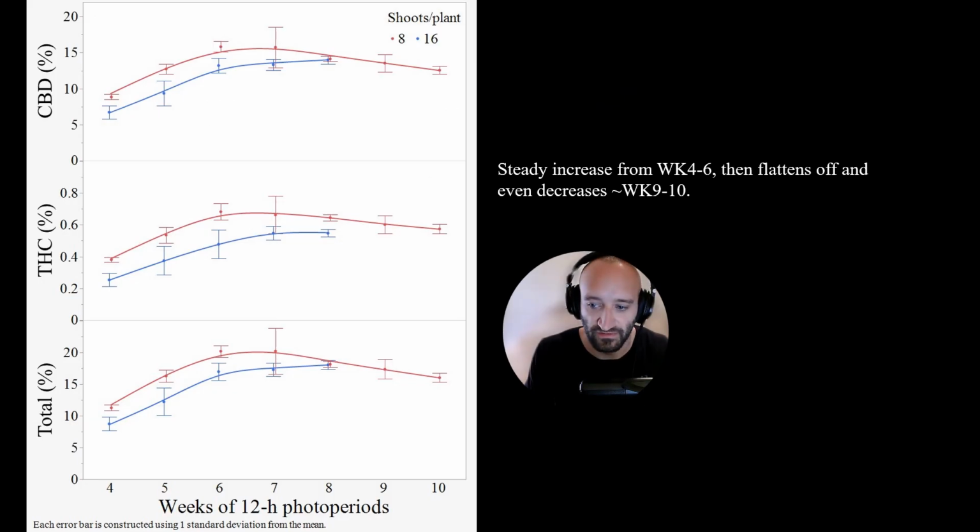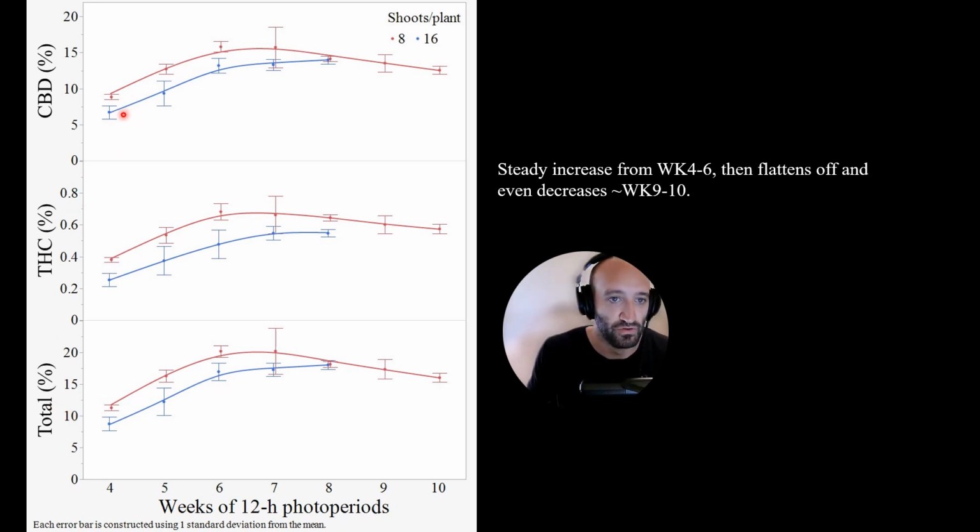All right, so getting back to the data from this experiment, this is the output that we got from the cannabinoid analyses from the flower samples that we sent off. We have weeks of 12-hour photoperiods on our x-axis going from 4 to 10. On our y-axis, we have CBD percent, so this is percent dry weight, THC percent, and then total percent. So this would have been the total amount of cannabinoids that were measured.